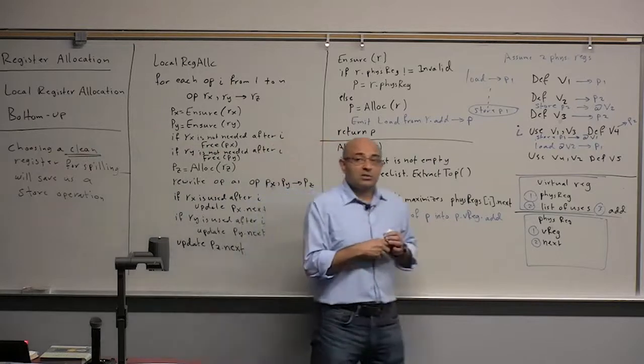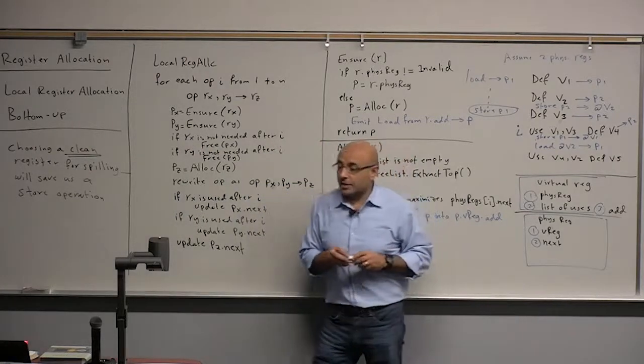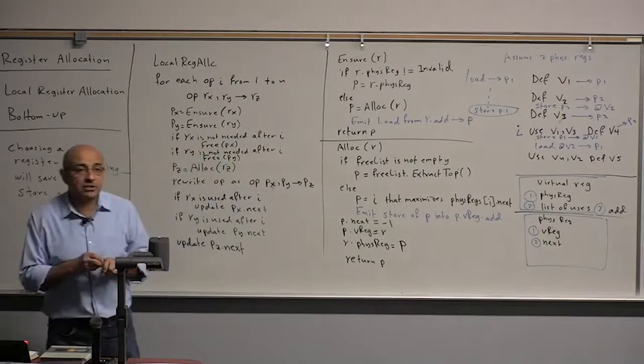Okay, so this ends our discussion of local register allocation. Any questions?